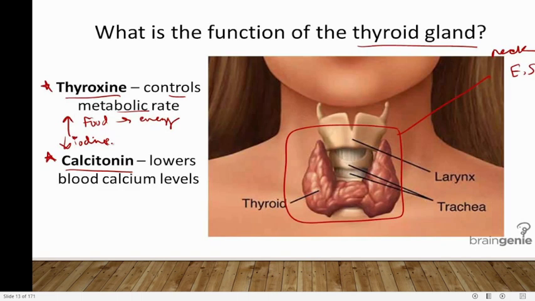Great, guys. So what's the function of the thyroid gland? Any guess? Correct. The function of the thyroid gland is to release thyroxine, which controls metabolic rate, and calcitonin, the one that lowers blood calcium levels. Very good, guys. That was done perfectly.